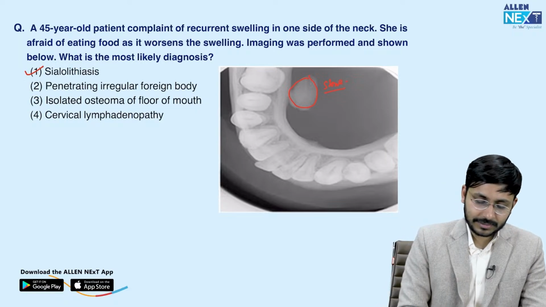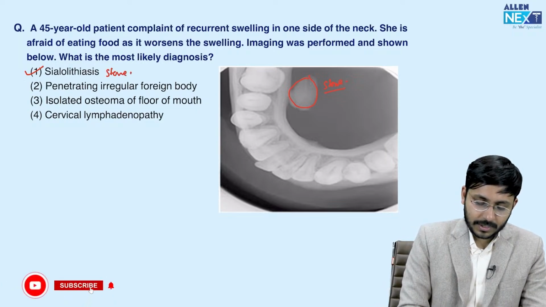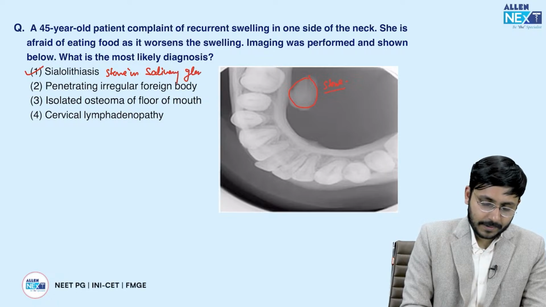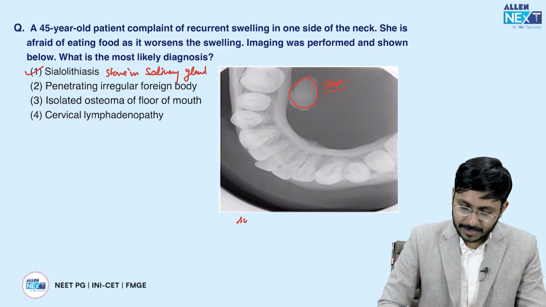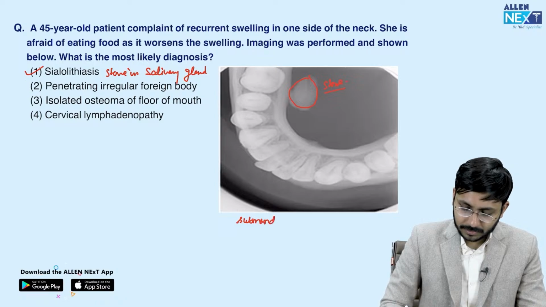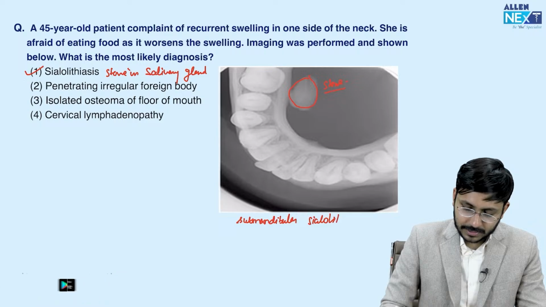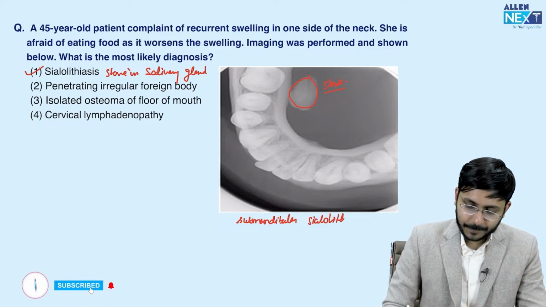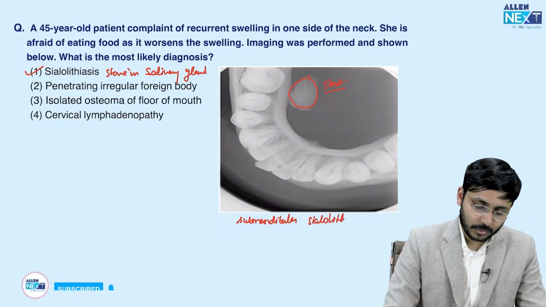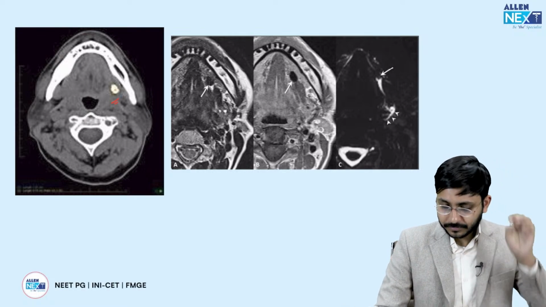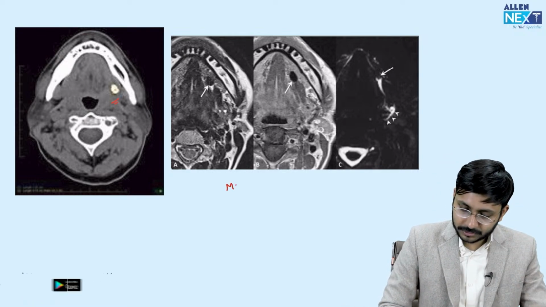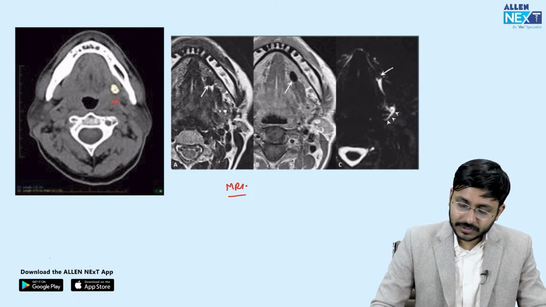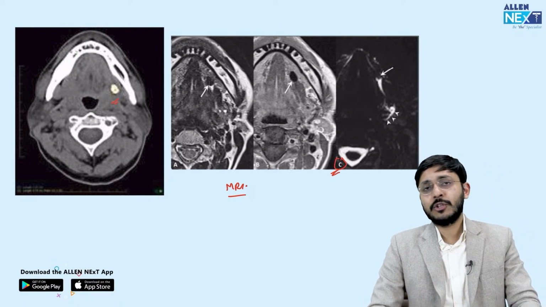Okay, sialolithiasis is stone in salivary gland, and in this case it's a submandibular sialolithiasis. Okay, so this is how a stone looks on non-contrast CT, and how does the stone look on an MRI. Now, which is this investigation which has been shown to you?